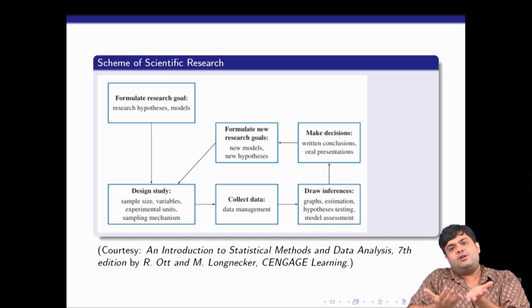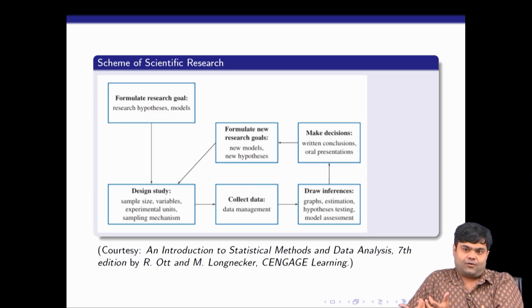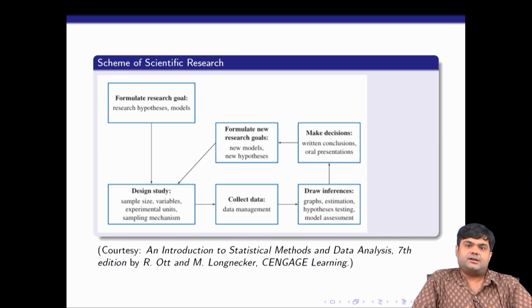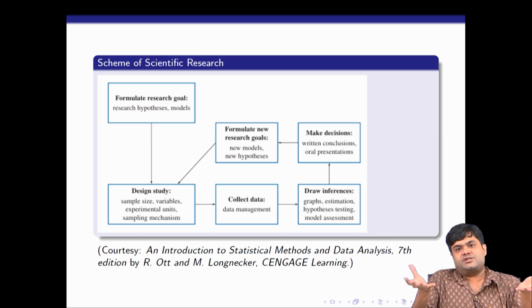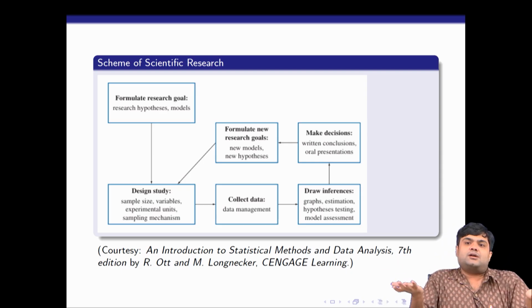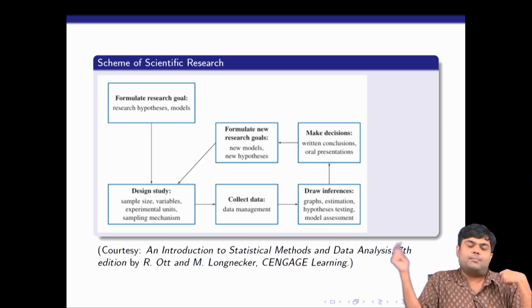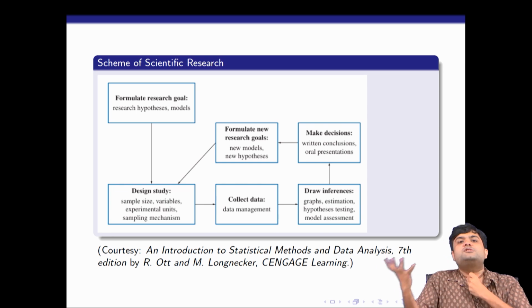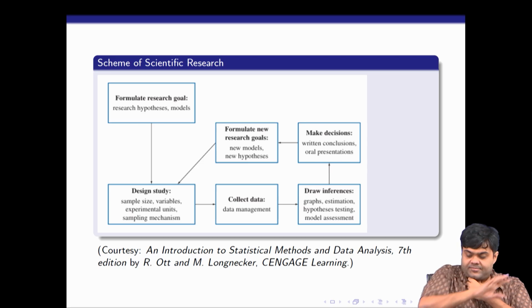After you have done the experiment, you collect the data, the outcomes of the experiment. Then based on that you draw inference and come up with some decision, which basically gives you the conclusion of the experiment. From that conclusion, you get new research goals, and finally you come back to designing the study for the new research goal. This is how the scheme of scientific research keeps going.